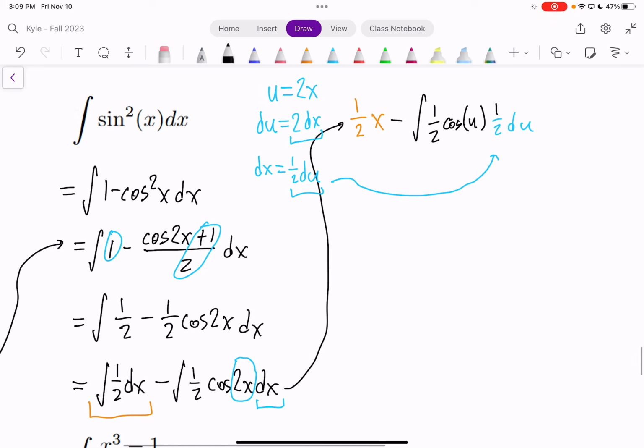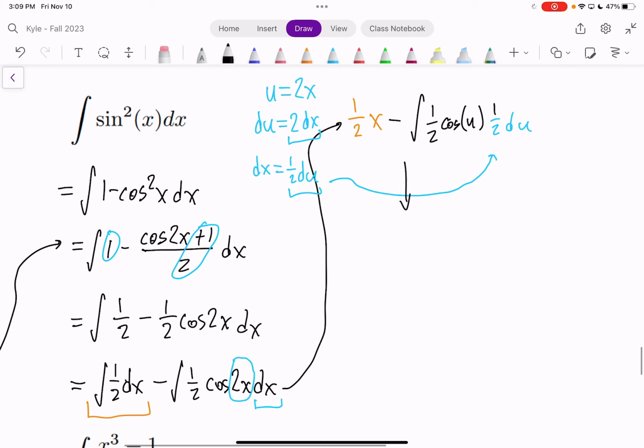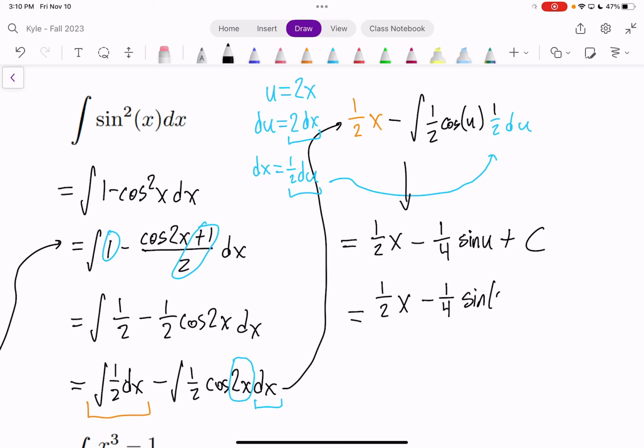All right, so after performing that u sub, we'll evaluate here. This will give us 1/2 x minus the integral of, we'll collect our fractions. So 1/2 times 1/2 is 1/4. And the integral of cosine of something, that's the sine of u. There are no more integral signs, so here we'll add our plus c. And then we'll substitute our value for x back in. So we'll have 1/2 x minus 1/4 sine of 2x plus c.